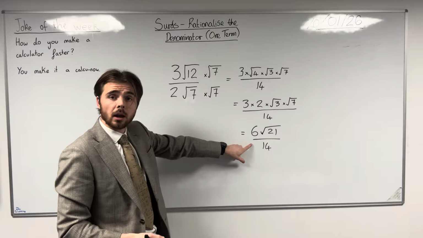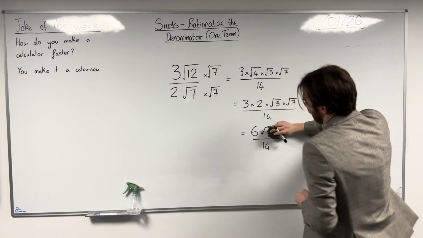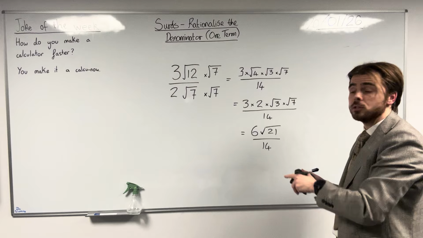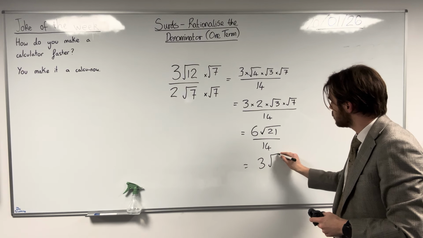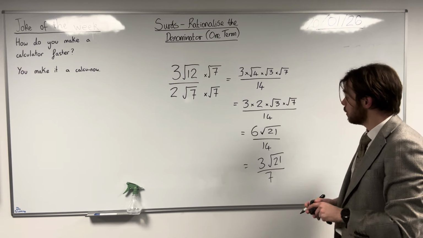We can do one last thing with this fraction to simplify it. If I covered this up and the question was 6 over 14, you would tell me that would simplify to be 3 over 7. And we're going to do the same thing here. So it becomes a 3 on the numerator. The square root of 21 stays a square root. And then we've got a 7 on the denominator.